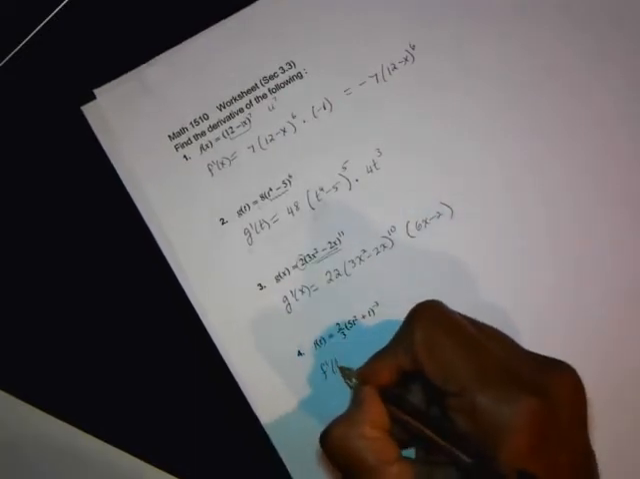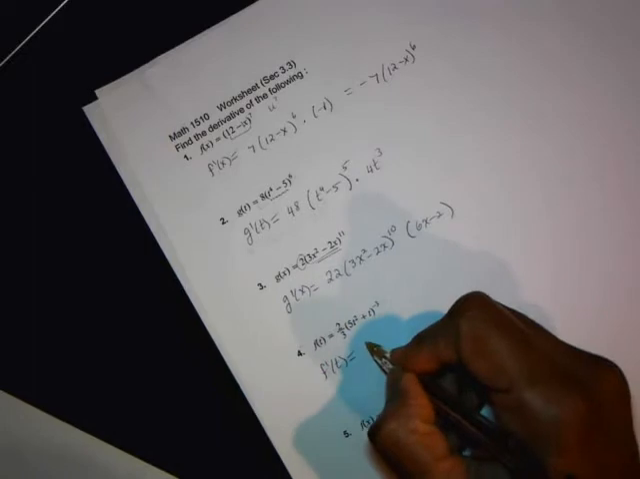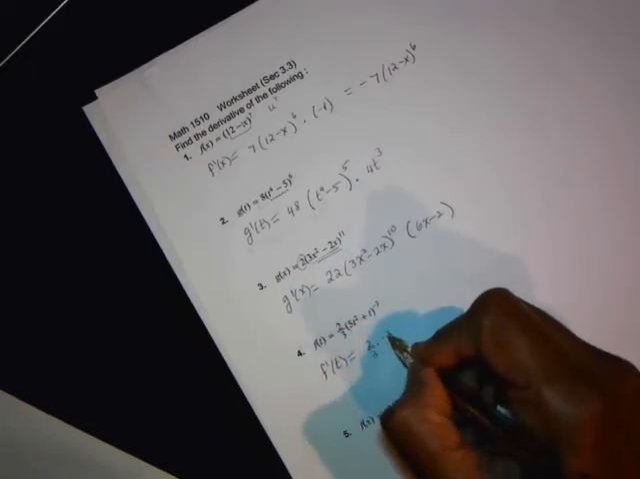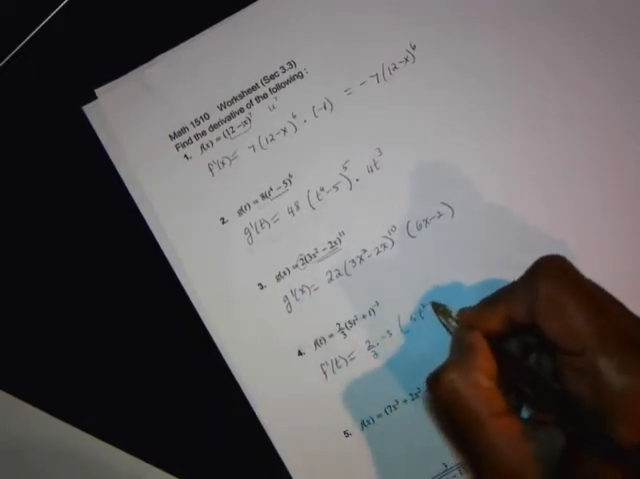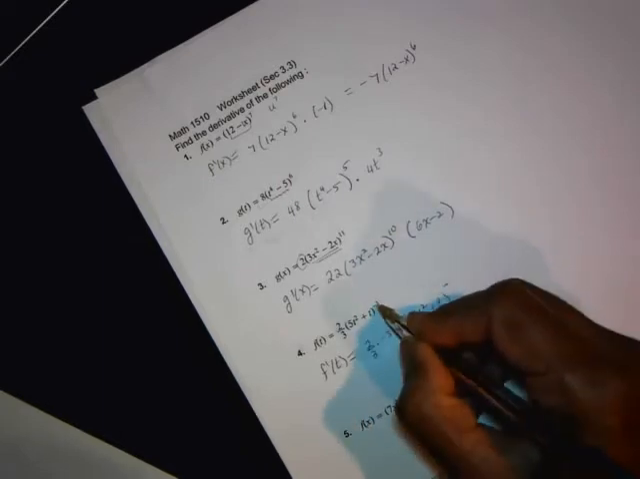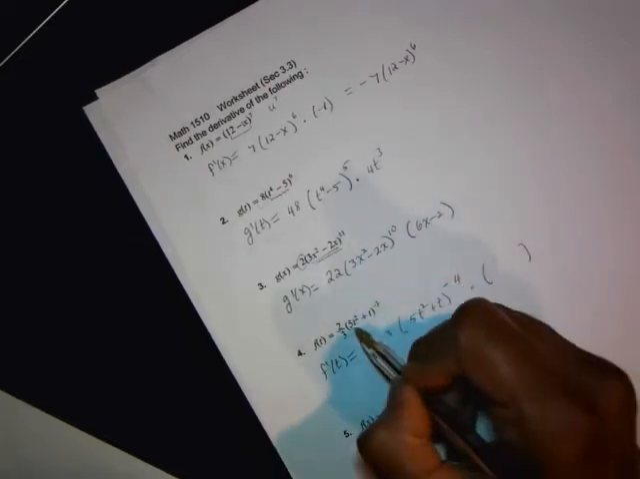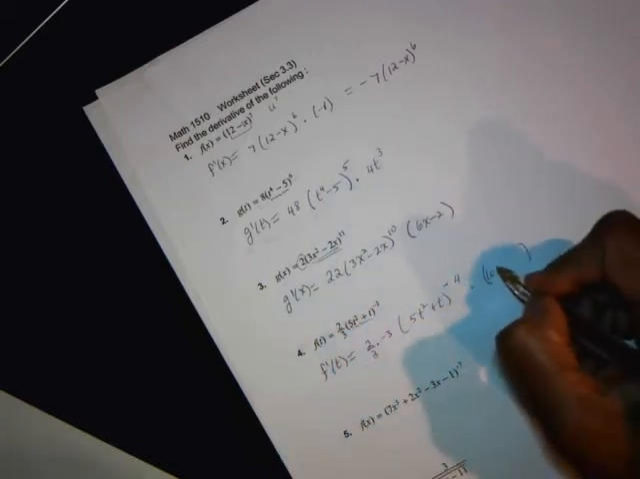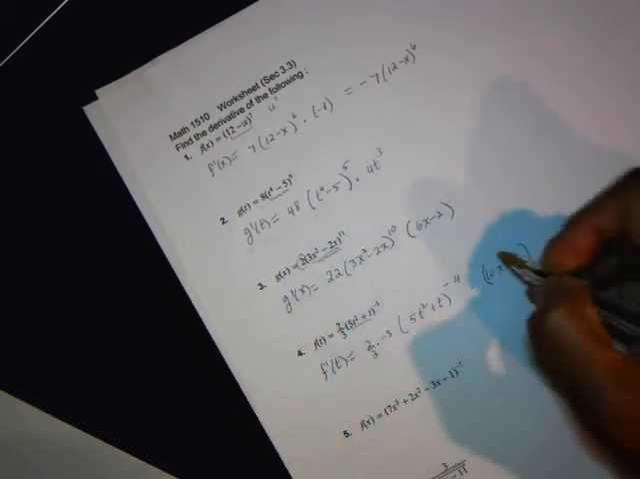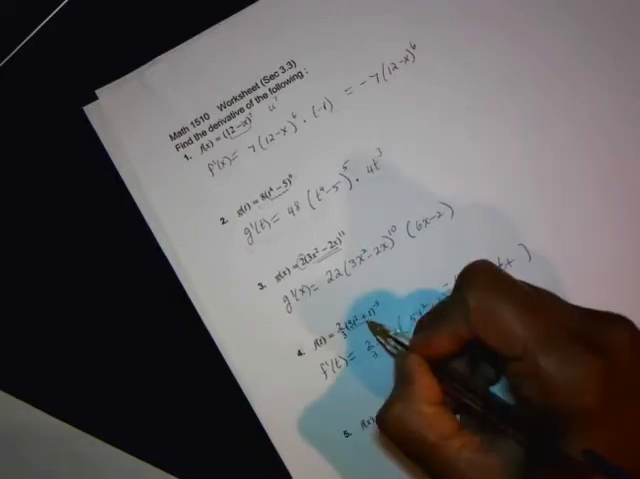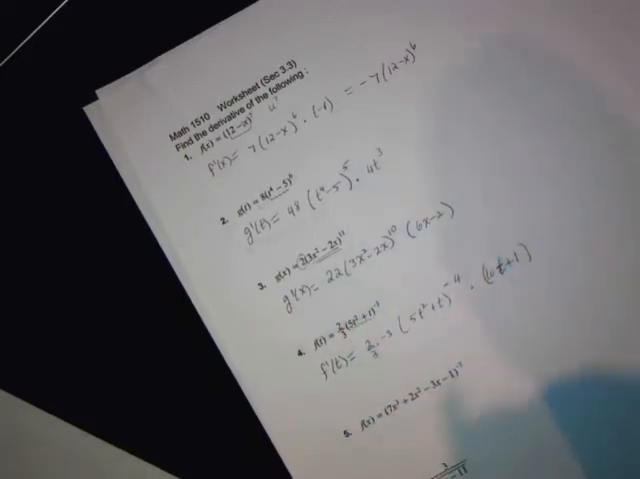F prime of t, bring the negative 3 down, so it's 2/3 times negative 3, keep the inside as it is, negative 3 minus 1 is negative 4, then you need parentheses, go inside, 10t, plus the derivative of that is just 1.